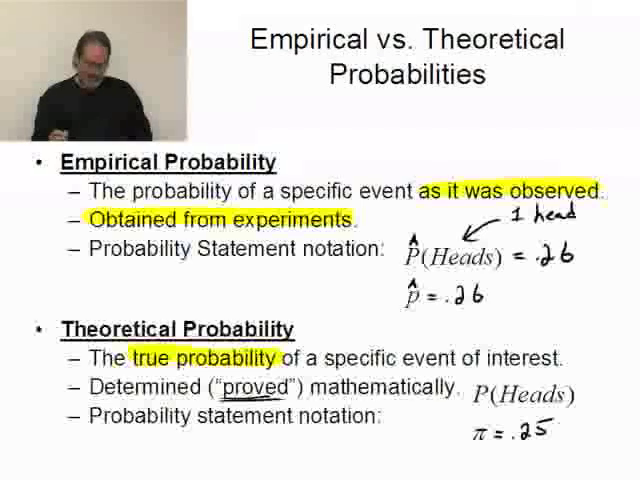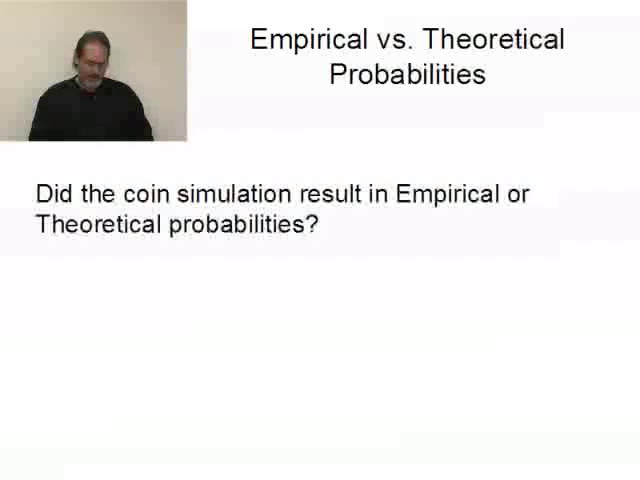Okay, the basic idea again to keep in mind is empirical probability is a result of an experiment you actually did. Theoretical is something that's mathematically derived, mathematically proven to be the true probability based on the population. So this coin simulation that we did a little while ago, did that result in an empirical or a theoretical probability? The answer is obviously empirical. We did a simulation, and based on the simulation, this is what we observed to take place. So those probabilities were in fact empirical probabilities.